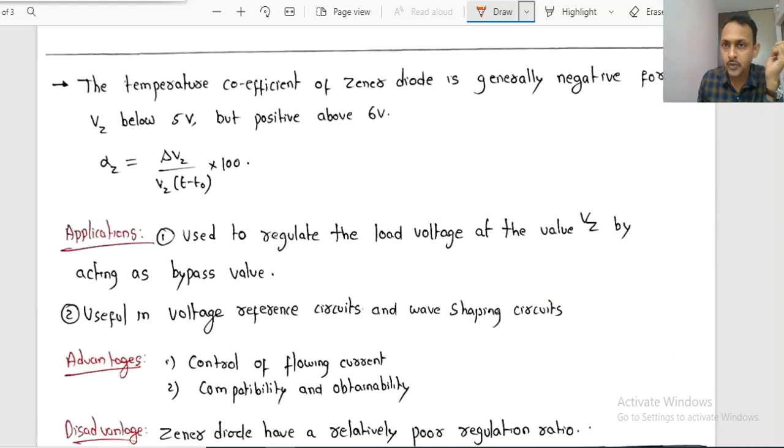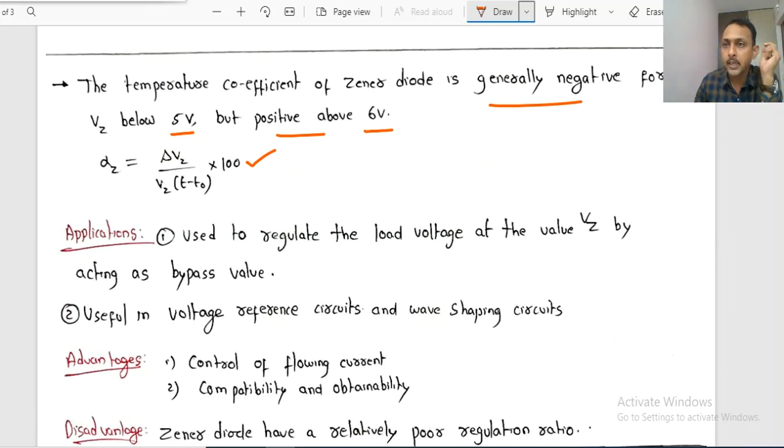The temperature coefficient of the diode is generally negative for a Zener breakdown voltage Vz below 5 volts, and positive if Vz is above 6 volts. Alpha Z is given by delta Vz divided by Vz times (T minus T naught) into 100. So this is all about the Zener diode.